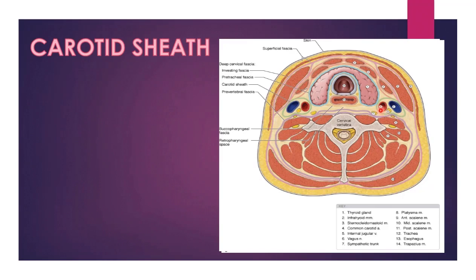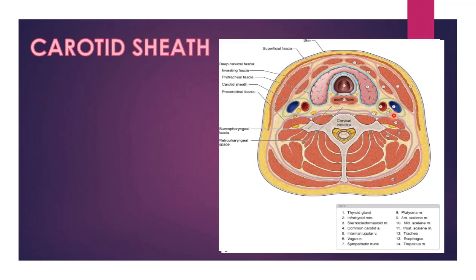The posterior wall of the sheath is mainly formed by the prevertebral layer of deep cervical fascia. The outermost covering of the deep cervical fascia is the investing layer, which encloses the sternomastoid and the trapezius muscle. Then one more layer is the pretracheal layer. The deeper one is the prevertebral layer, which forms the floor of the posterior triangle. This prevertebral layer contributes to the posterior wall of the carotid sheath. That is why the carotid sheath is a modification of deep cervical fascia.